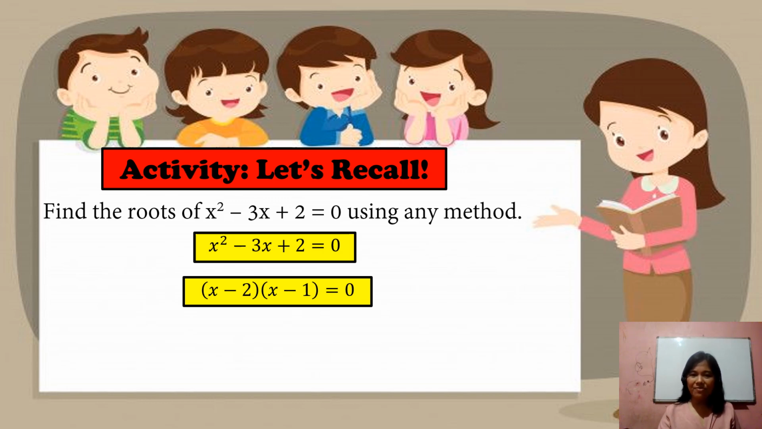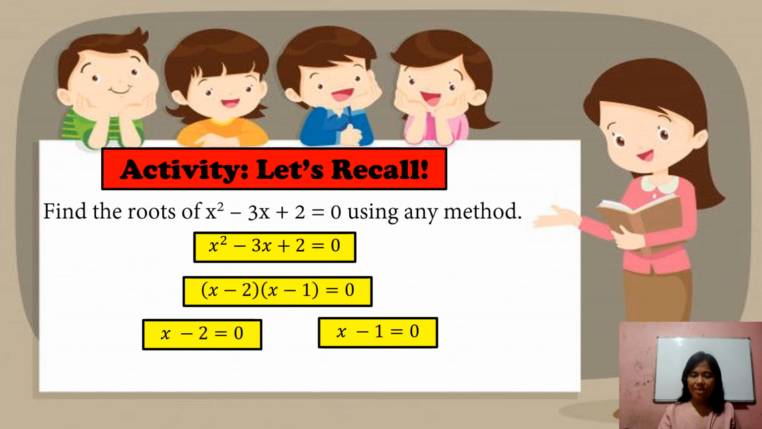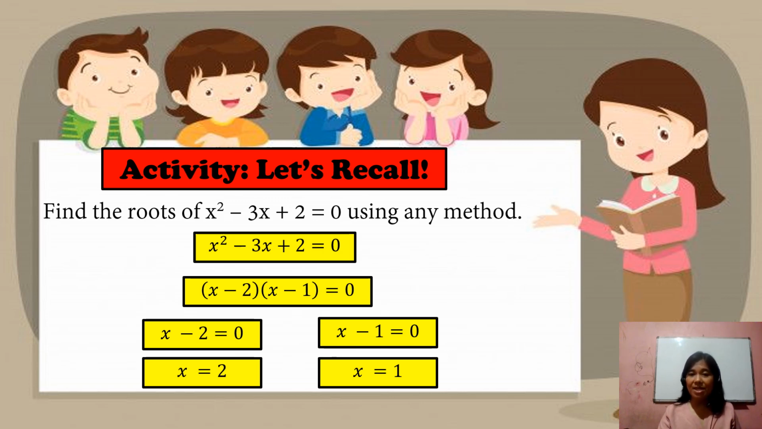After which, you have to separate them. So x minus 2 equals 0 and x minus 1 equals 0. And of course, transposing them will give us x equals 2 and x equals 1. These are the roots of this quadratic equation, an equation that involves only one variable. Now, if it is already two variables, we call it a function. Okay, so roots of a quadratic equation.